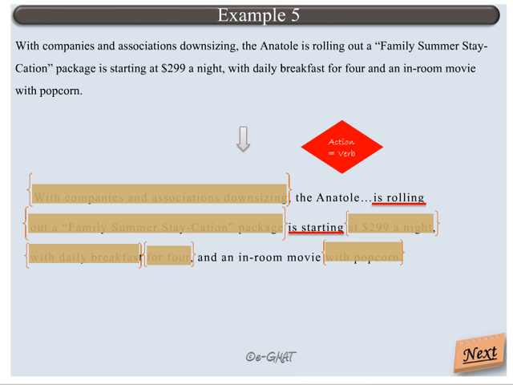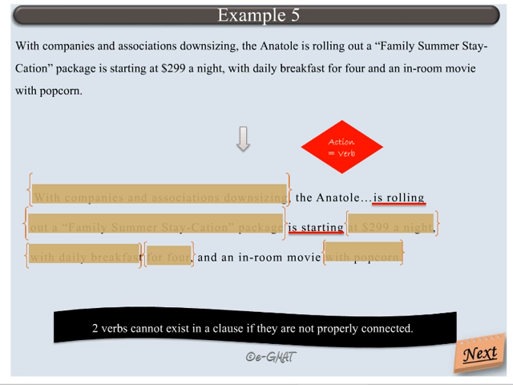We know that two verbs cannot exist in a clause if they are not connected properly, that is, without the use of words like and, or, etc. Thus, either is rolling or is starting should not be used as a verb. Let's figure out the subject for these verbs. The subject for the verb is rolling appears to be Anatole, and it makes sense to say that Anatole is rolling out a package.